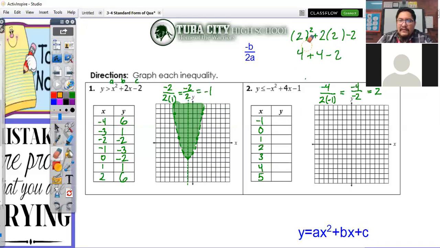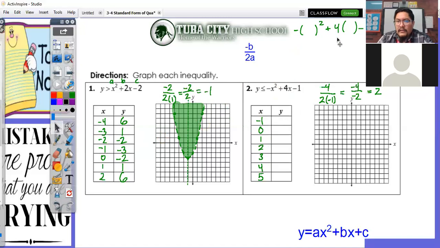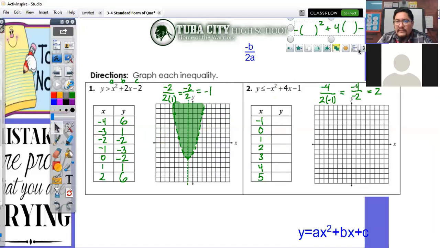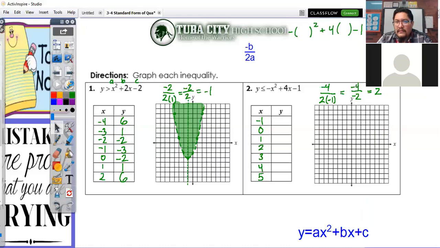Now I'm going to have to erase this part here because we're going to need a new form. We're going to do this new equation here. So negative x squared, but I'm going to replace x with a parenthesis so that I can put these numbers in there. Plus 4x minus 1. And let me see if I can move these over just a bit. And then first number up is going to be negative 1, so I'm going to put negative 1 in here.